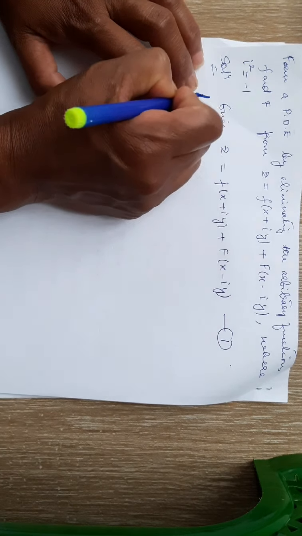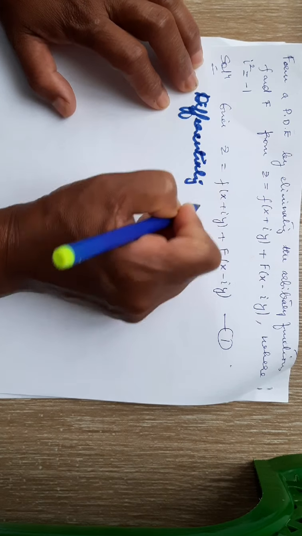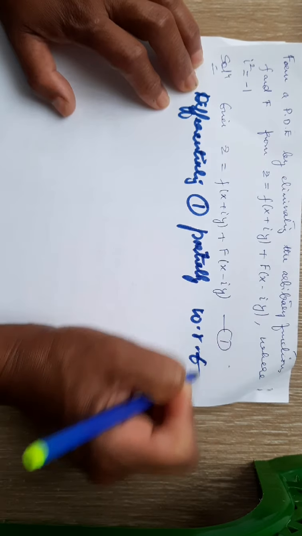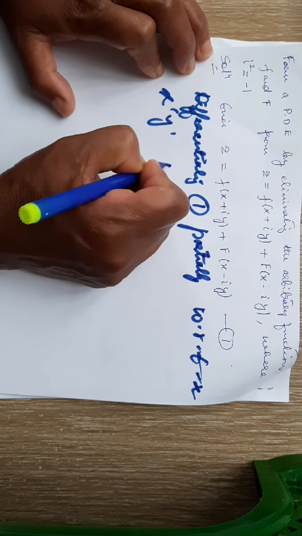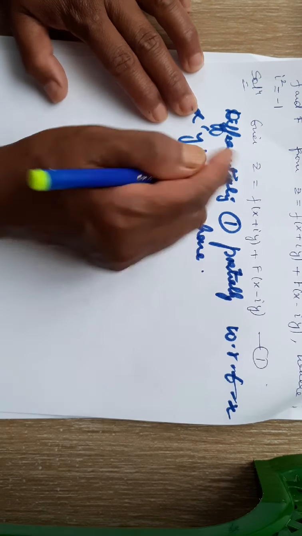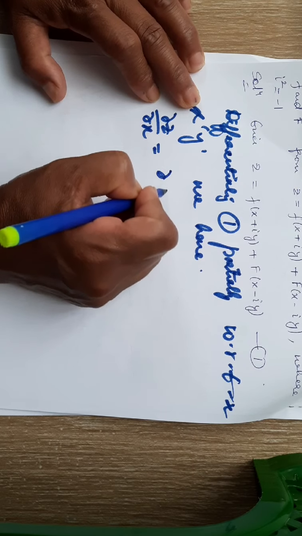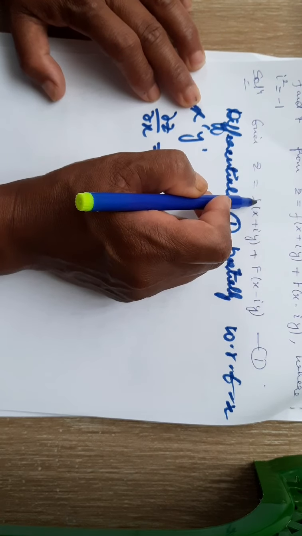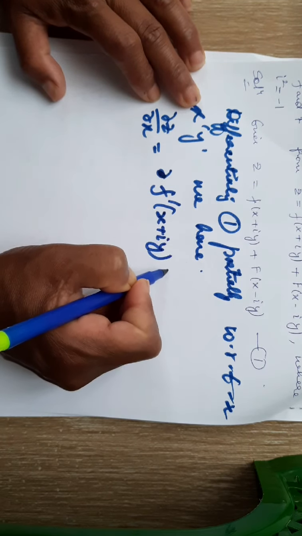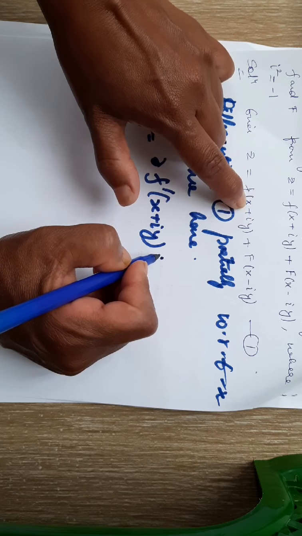Now differentiating 1 partially with respect to x and y. If you differentiate it partially with respect to x, then you'll get ∂z/∂x is equal to, if you differentiate f, it will become f prime of (x plus iy) into the differentiation of the term inside the function, that is ∂/∂x of (x plus iy).